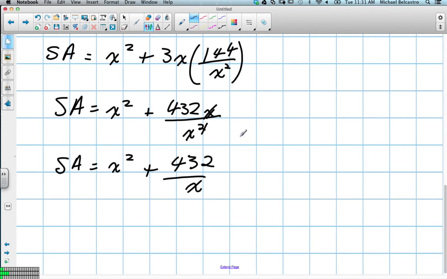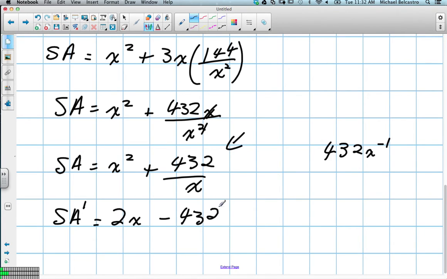Now that we've simplified our surface area equation, we can go about deriving it. Okay? So we're going to find the derivative of this in order to minimize the amount of netting we are going to need. So surface area prime is equal to 2x. And in this case, I just want you guys to think of 432 over x as 432 times x to the negative 1, which means subtract 2 from the exponent, minus 432 over x squared. Okay?